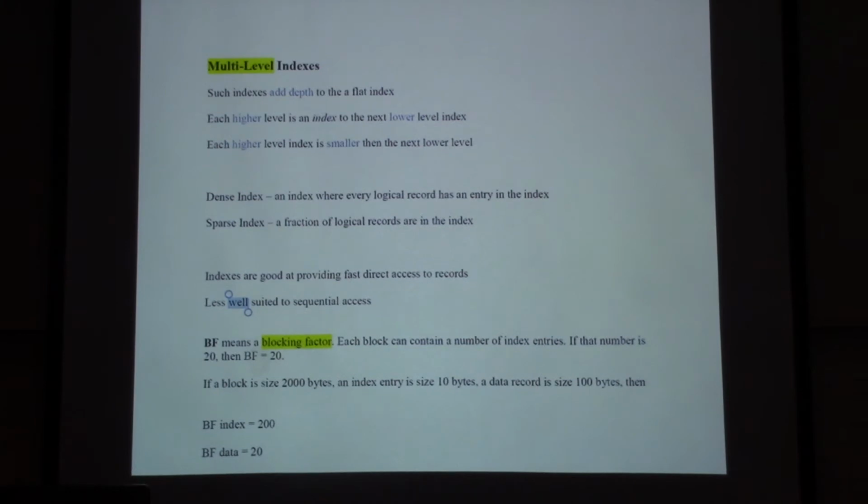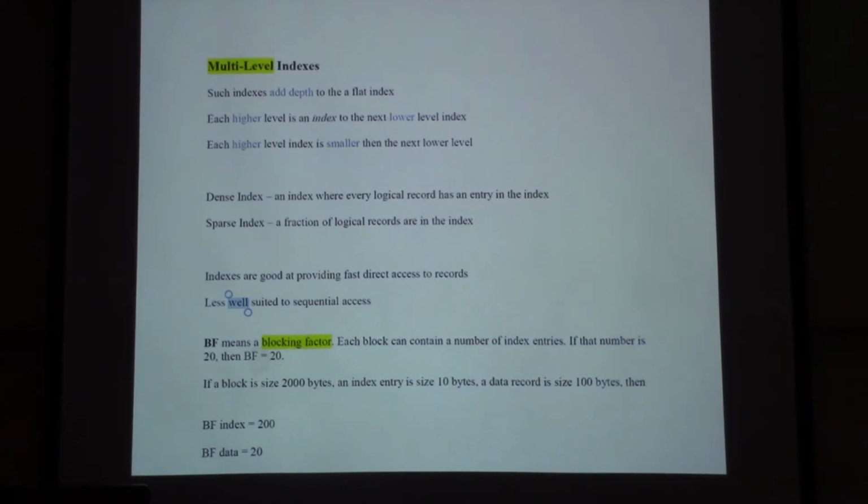So for example, if the block size is 2,000 bytes, roughly 2K, or it could be 4K, and the index size is 10 bytes, then our blocking factor for this one is going to be 2,000 divided by 10, which is 200. So the blocking factor for the index is 200. That means to each physical block, you can put in 200 pieces of information about the index. If the data record is 100 bytes, then the same block only gives you 20. Does that make sense?